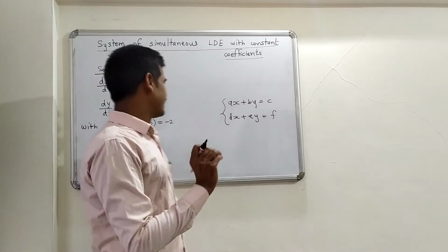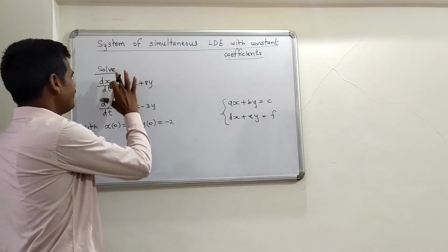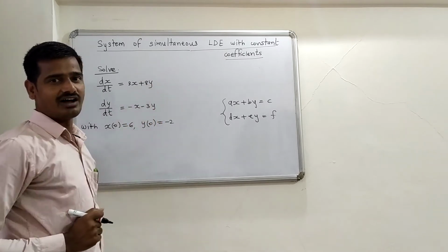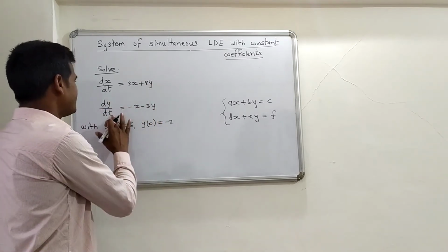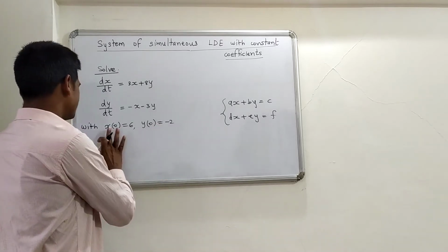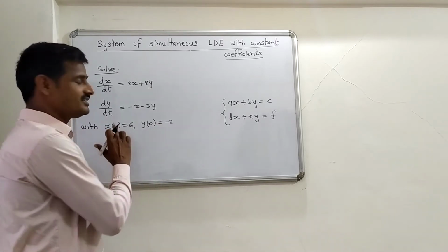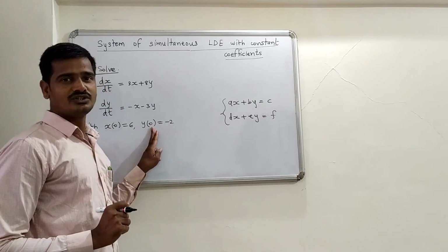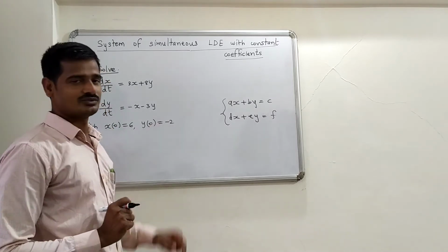Okay. Now you look at this example. Solve dx by dt is equal to 3x plus 8y and dy by dt is equal to minus x minus 3y with the conditions x of 0. So at t is equal to 0, the value of x is 6, and at t is equal to 0, the value of y is minus 2.